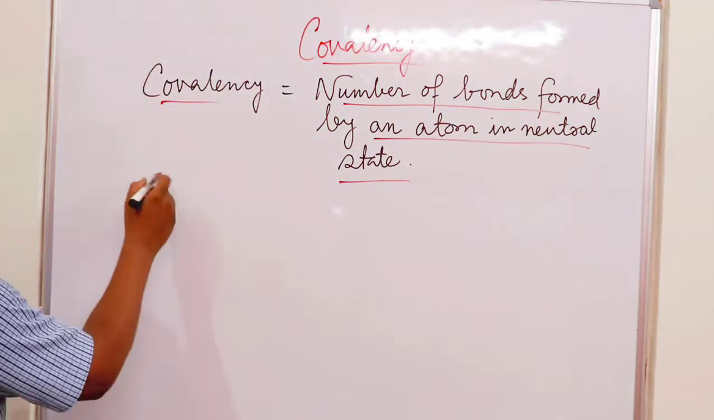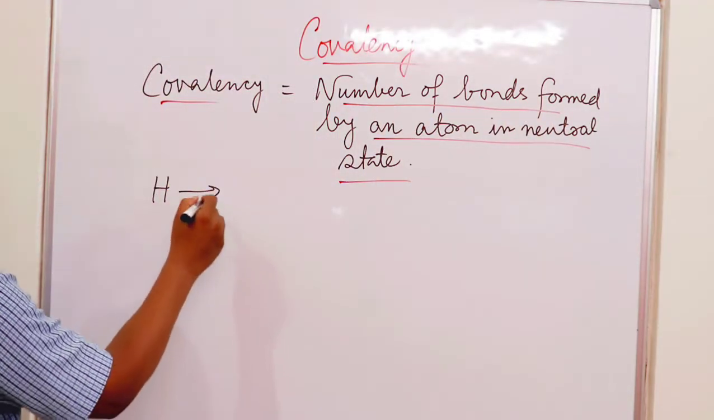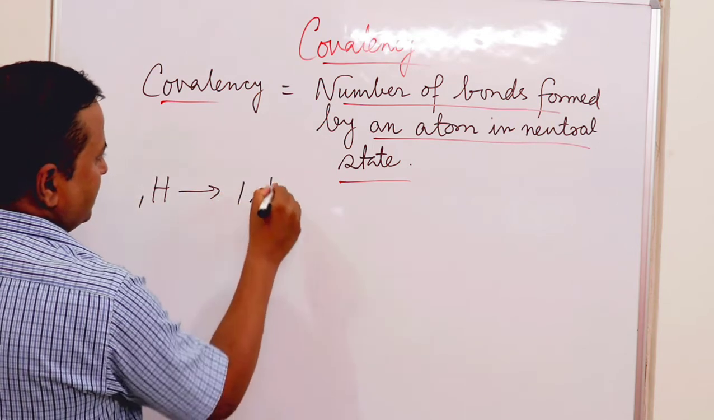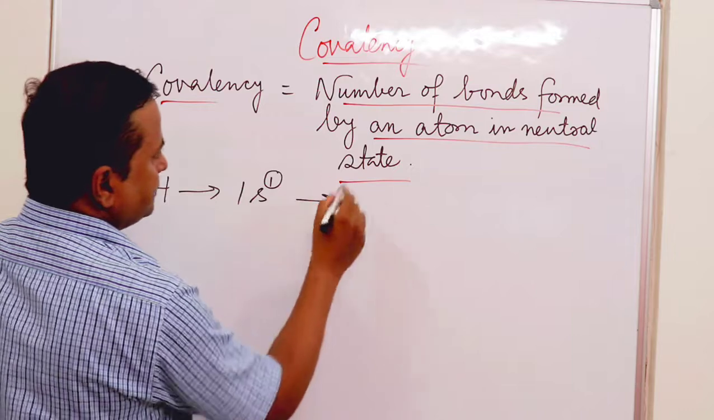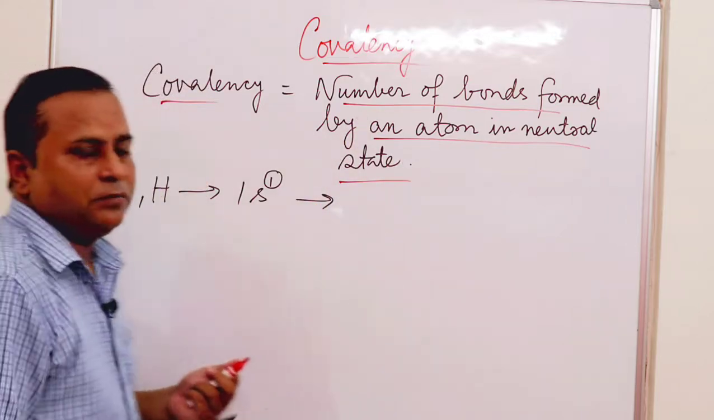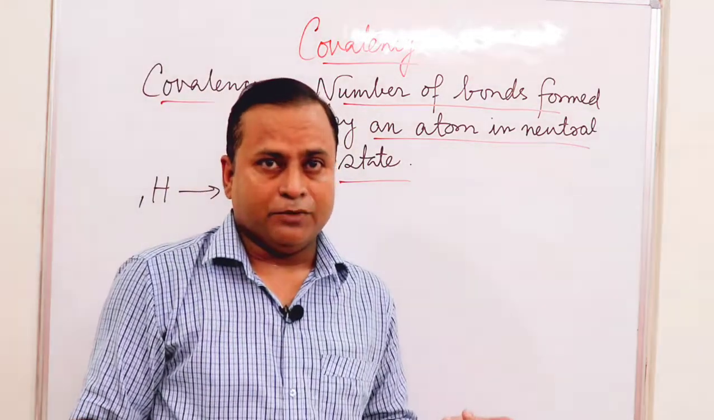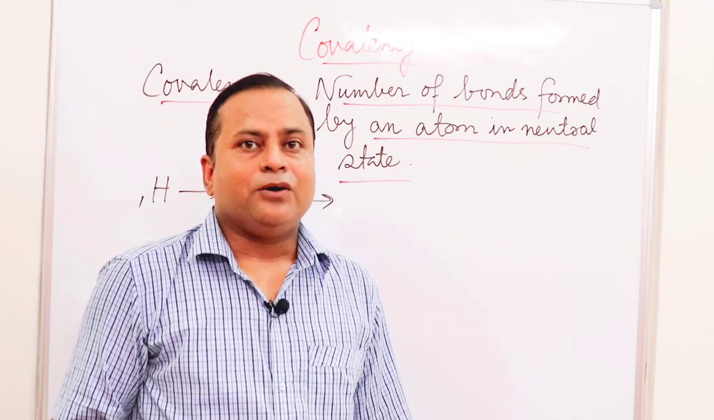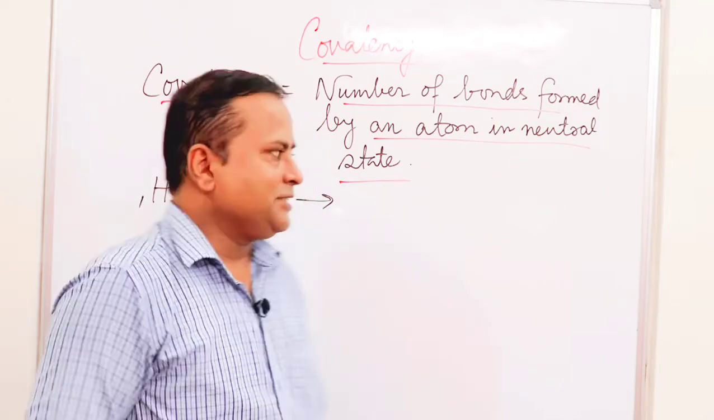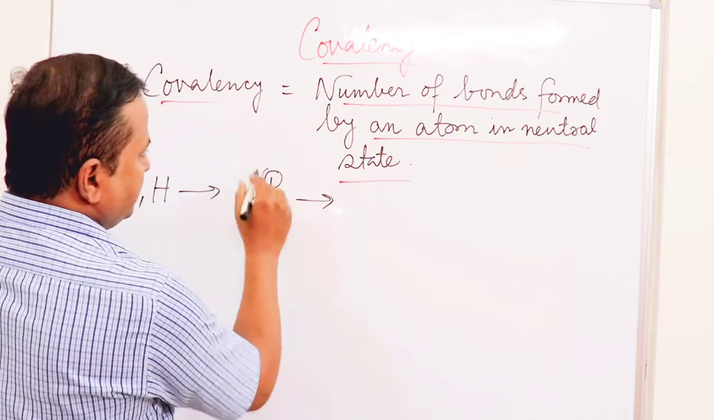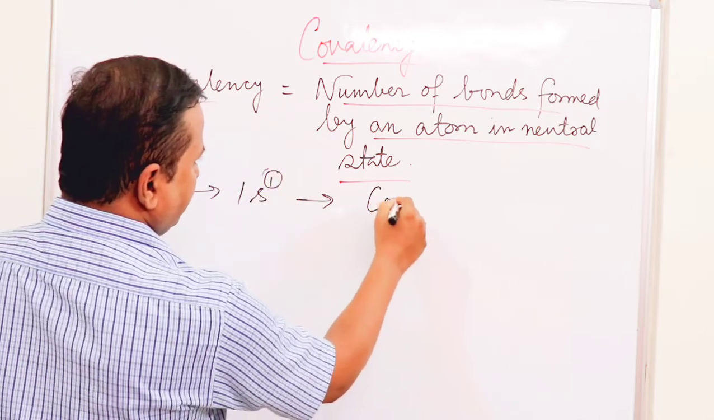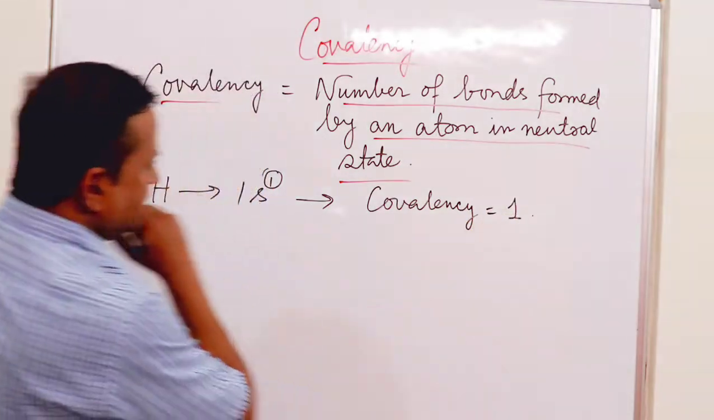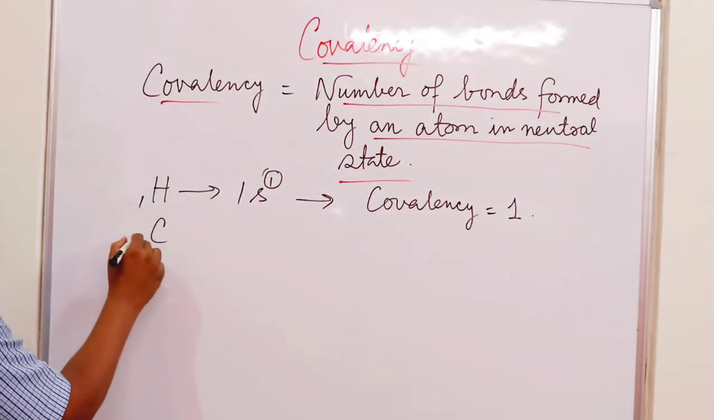Say hydrogen. Its atomic number is 1, so its configuration is 1s1. So how to know what is the covalency of an element? We can know the covalency of an element by finding out the number of unpaired electrons that are present. So it has one unpaired electron in it, so its covalency is 1. Now let's straight away move to carbon.